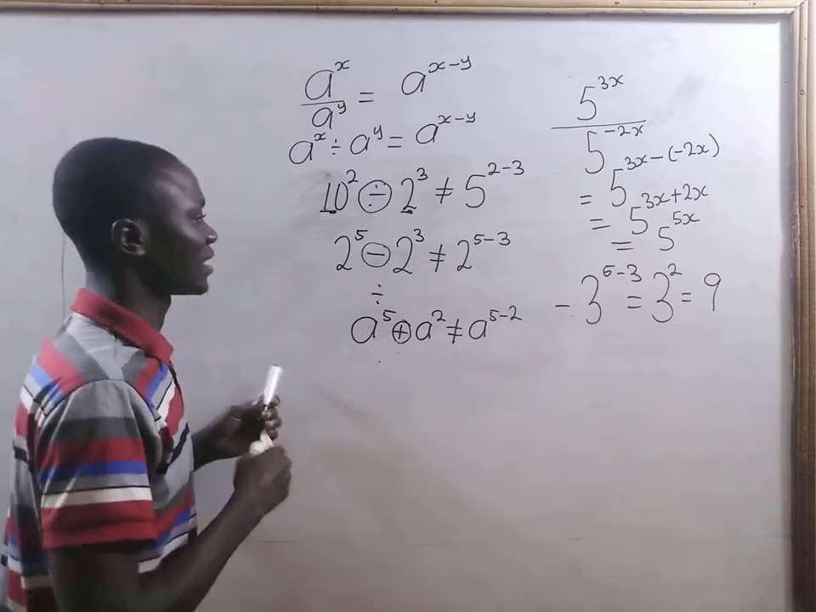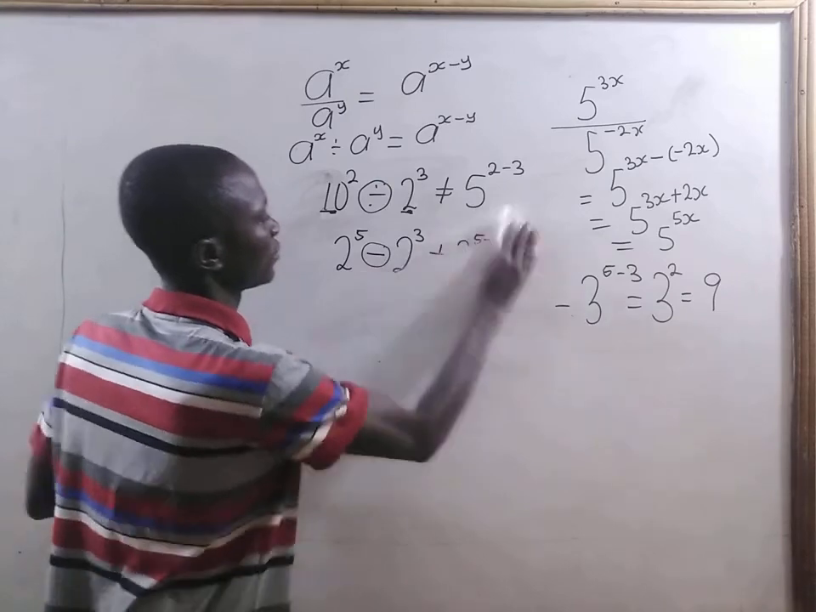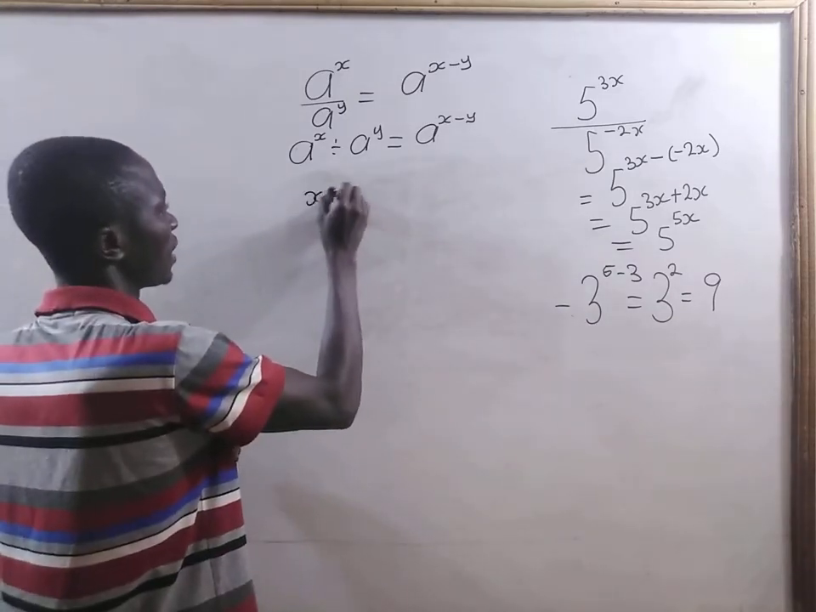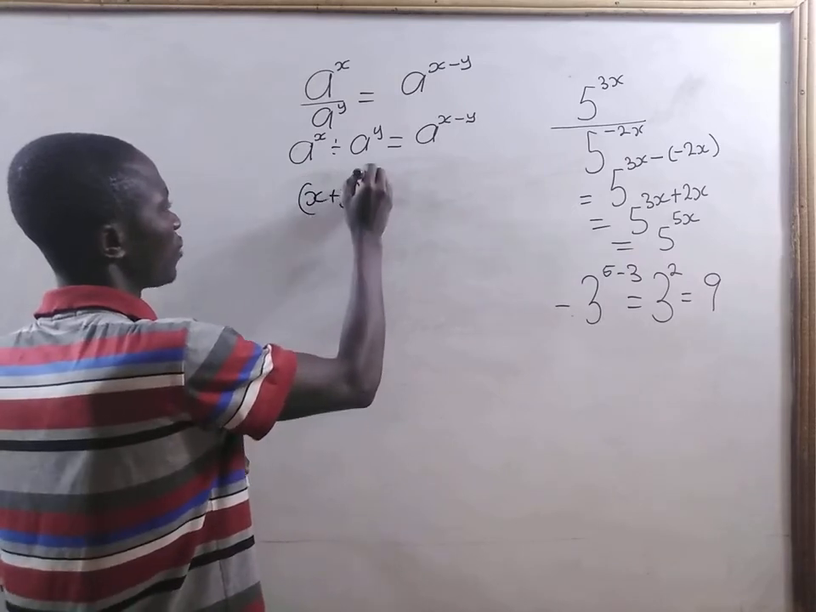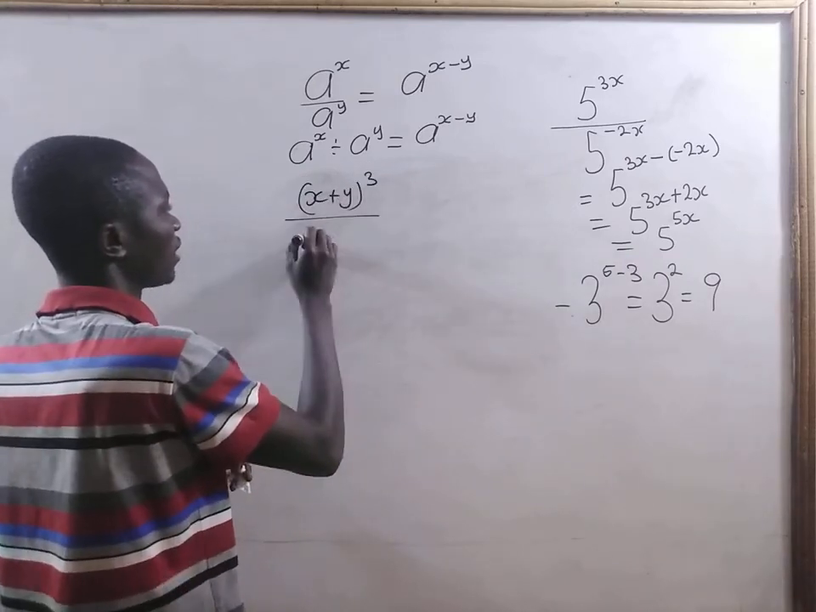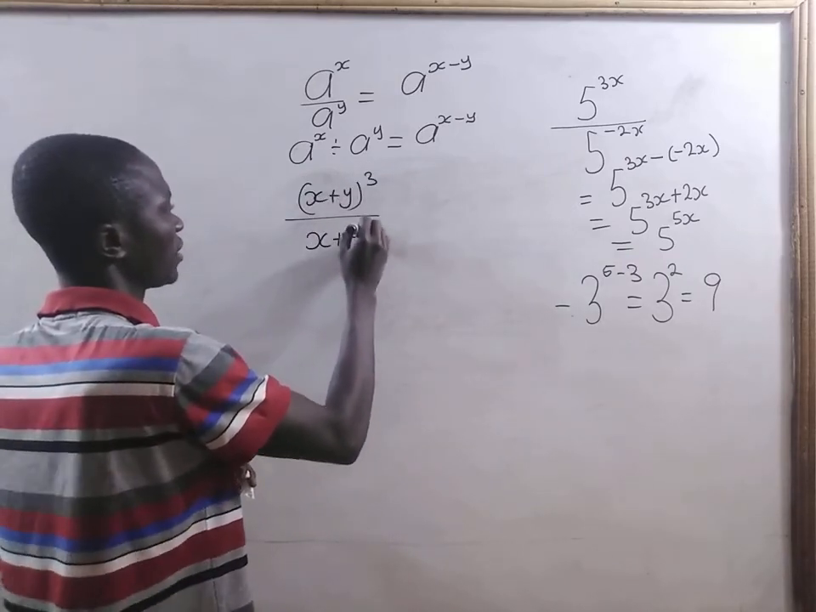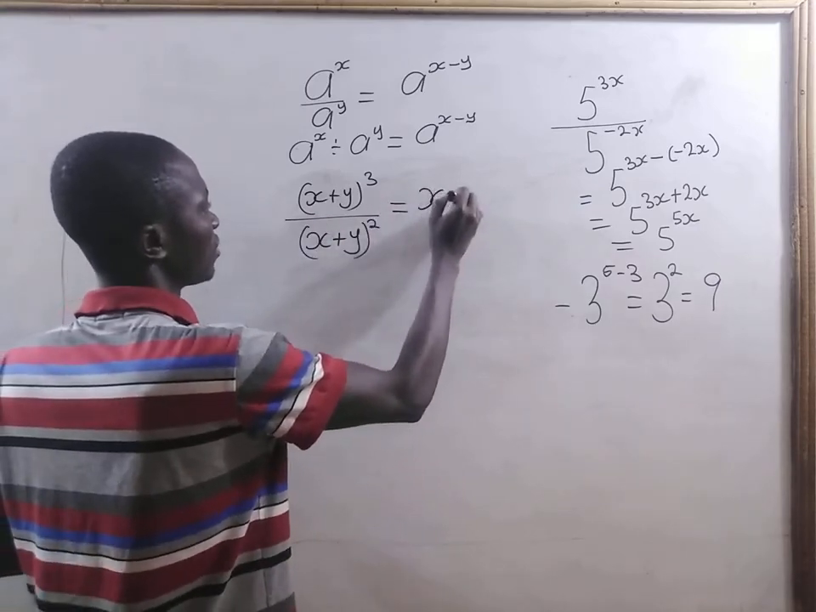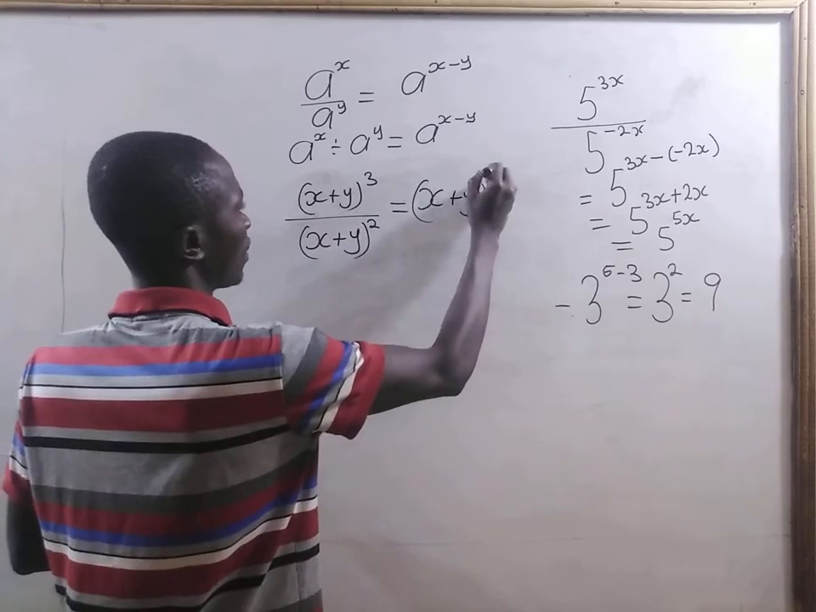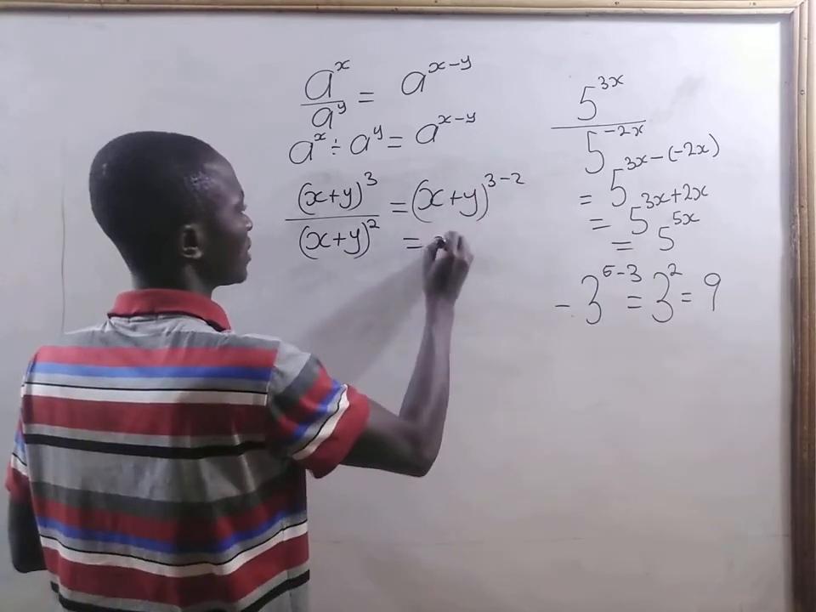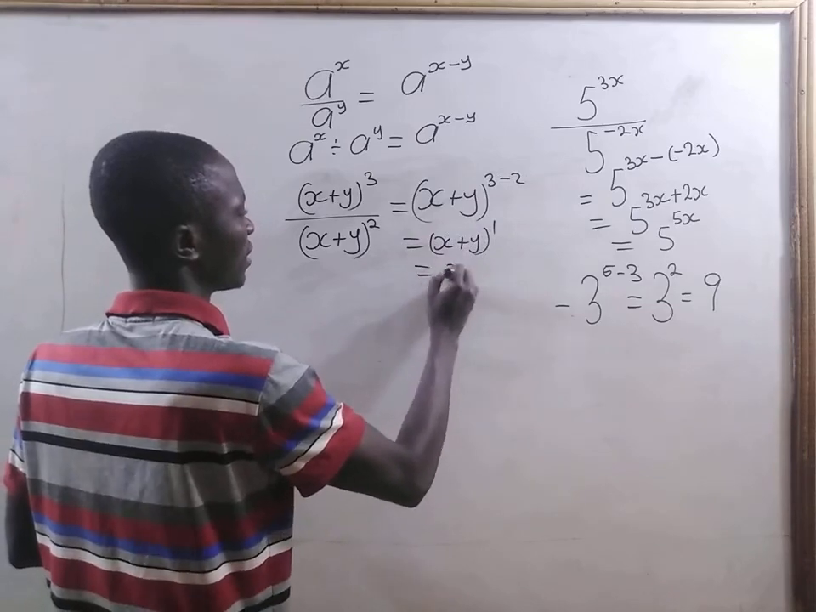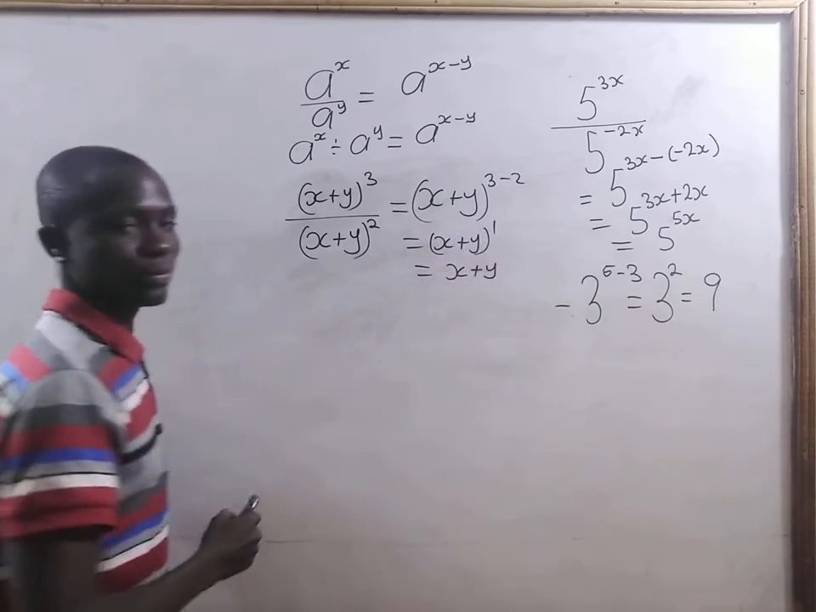So let's take the last example. If I have x plus y to the power 3 all divided by x plus y to the power 2, this is the same as x plus y to the power 3 minus 2, and that is x plus y to the power 1, and this is the same as x plus y.